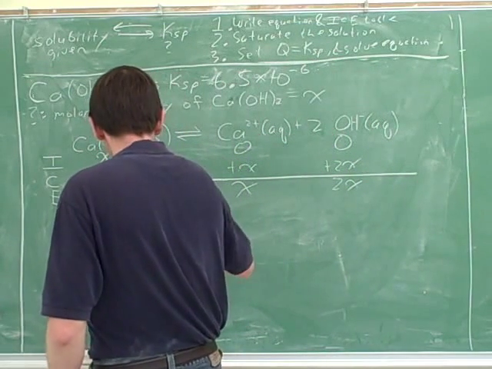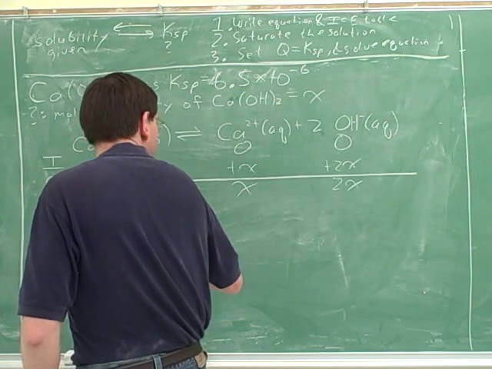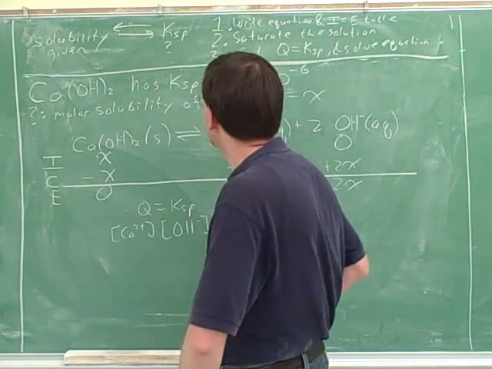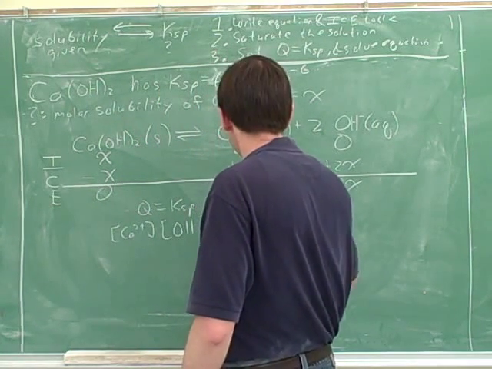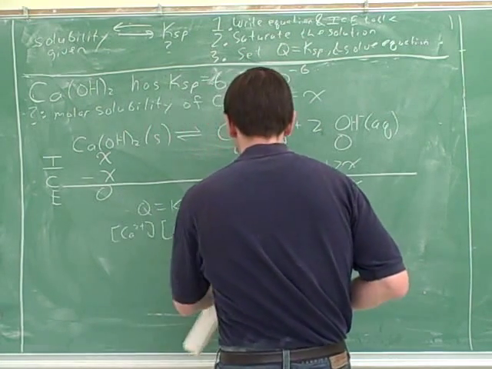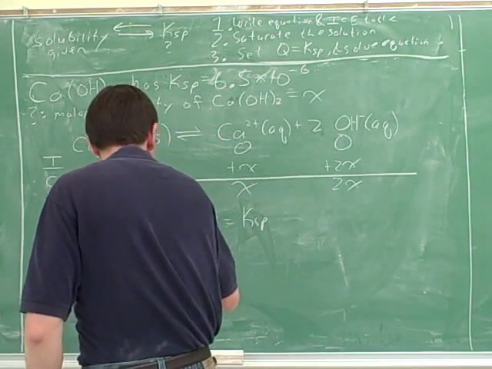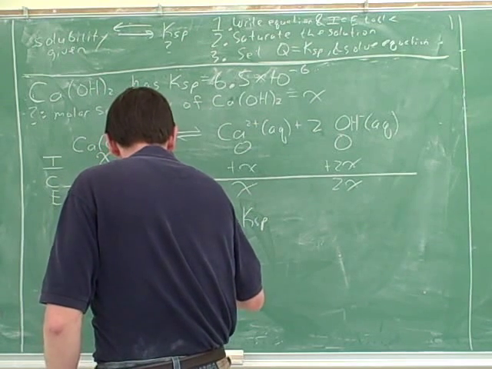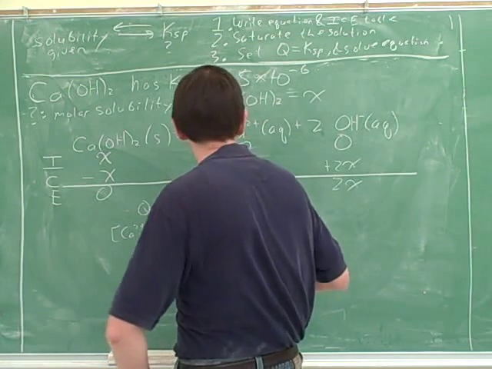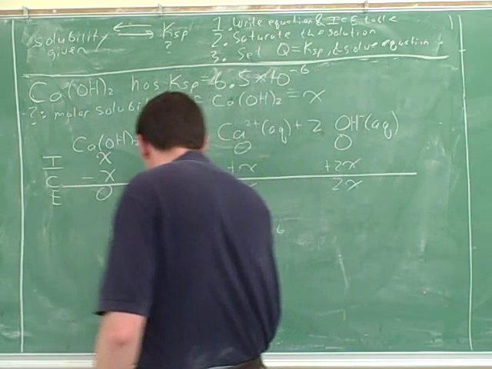Then we would write Q equals KSP. And the Q here is calcium 2 plus times hydroxide. And I think you remember to square this. We know the KSP was given to us. It's going to be 4x cubed. Maybe I would write it like this: Q equals K, but the K here is the KSP. So we would have x times 2x squared, and now I can write the KSP, 6.5 times 10 to the negative 6.